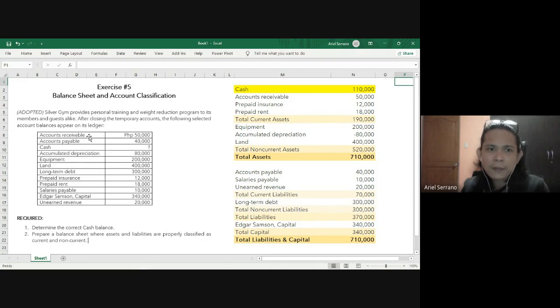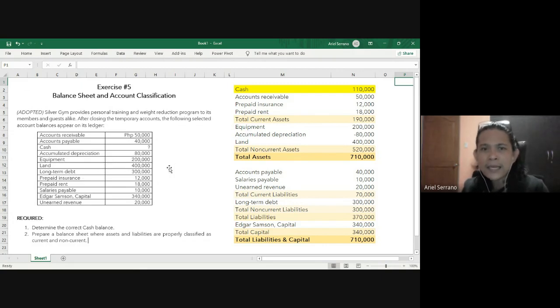The accounts receivable will fall under your assets. Your accounts payable is a liability account. Cash, of course, is an asset account. Accumulated depreciation is a contra asset account, but it is presented under your asset category. This is a non-current account, but a contra asset account. Equipment is an asset. Land is an asset account.